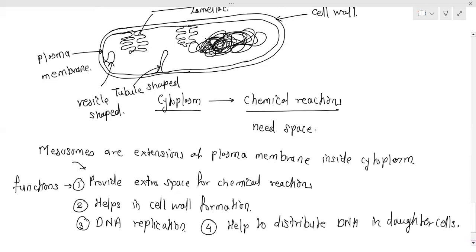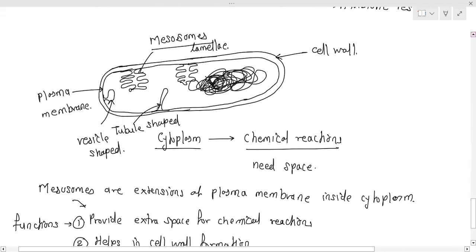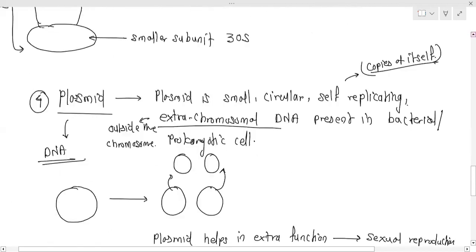Clear? Yes. Understood? Understood, mesosome? Okay. Now, the next few things we need to study. Then we will move to gram staining.